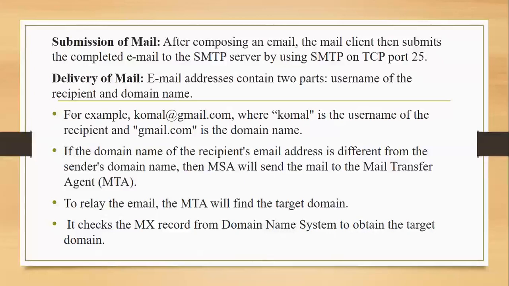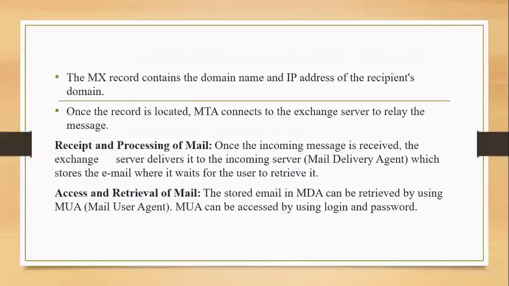To relay the email, the MTA will find the target domain. It checks the record from the domain name system to find out whether the target domain is valid or not. If it is valid, then it will send the mail with the help of the receiving IP address, else it will show an error message that the particular domain name does not exist or the particular email address does not exist.